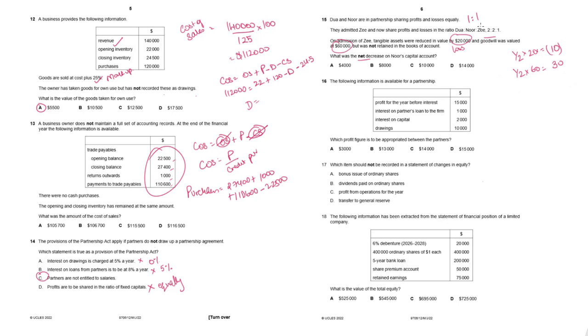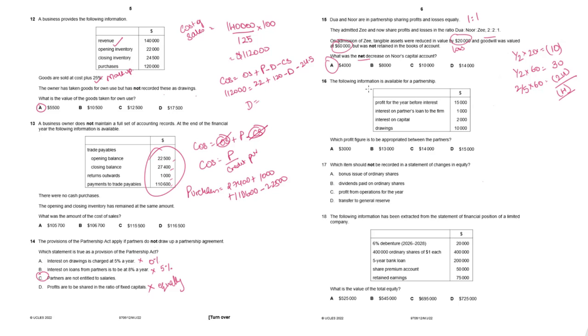But for her new share, her capital will be decreased. So 2 by 5 of 60,000. New share in the goodwill, her capital will decrease, entry will be on the debit side. So that is 24,000. So how much is the total decrease? 4,000. So option number A.